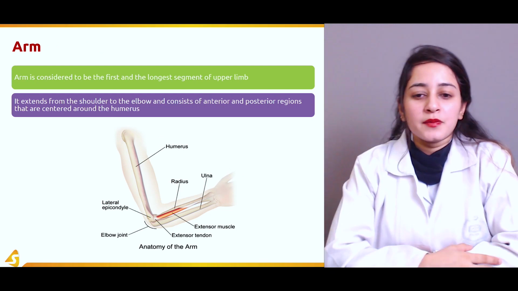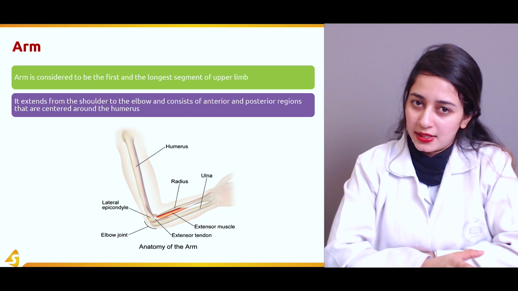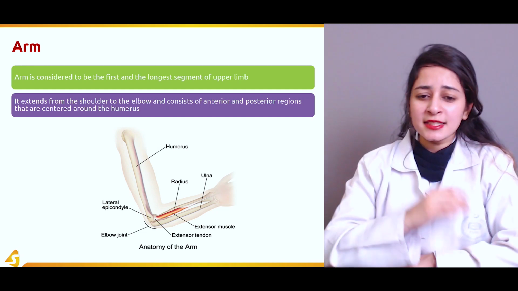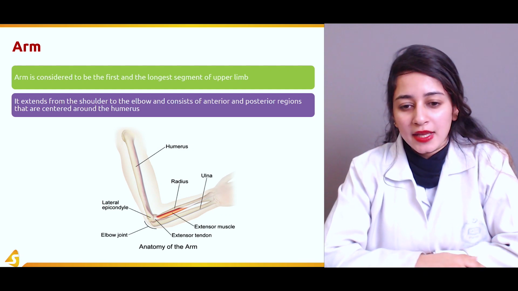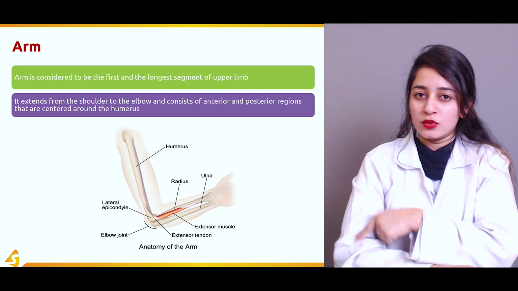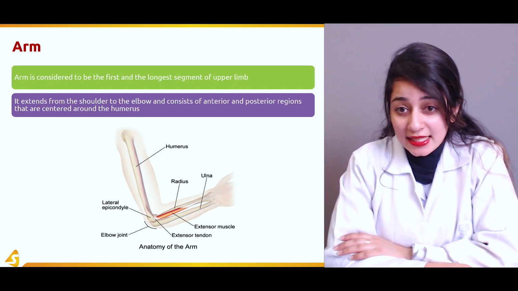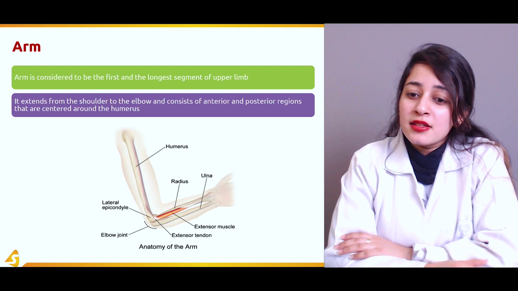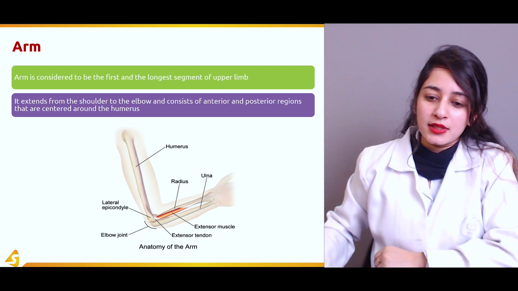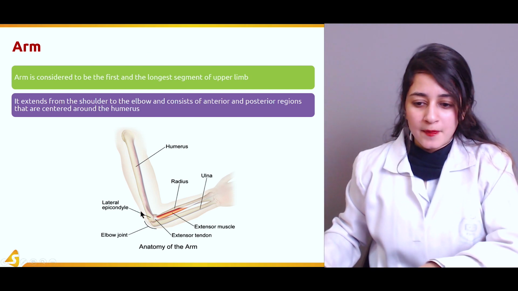Okay, arm. Arm is considered to be the first and the longest segment of the upper limb. It extends from the shoulder to the elbow. It's the longest part and consists of anterior and posterior regions that are centered around the humerus bone. We have only one bone in the arm, that is the humerus.